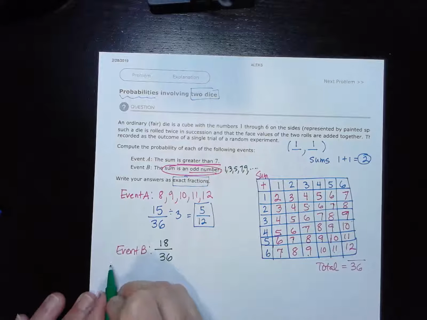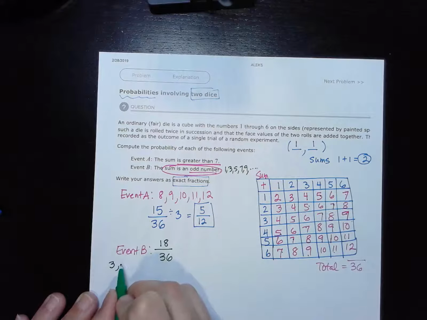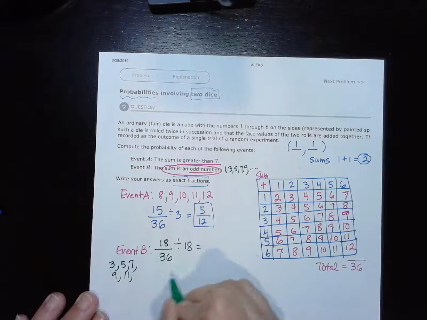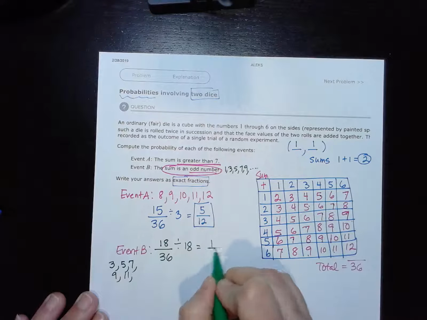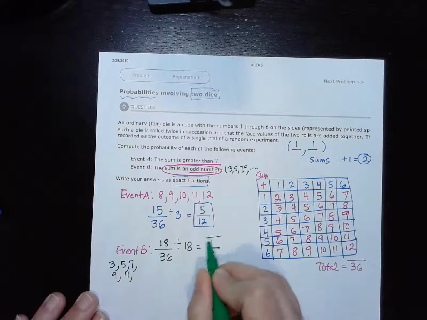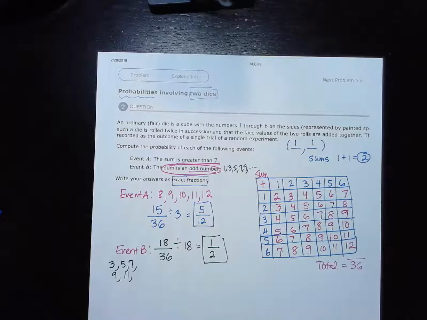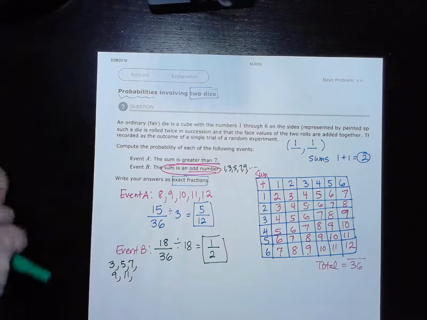And those were the sum of 3, the sum of 5, the sum of 7, the sum of 9, the sum of 11. Okay, so I just added those up and I got 18. So now I'm going to simplify. I'll divide by 18. 18 divided by 18 is 1, and 36 divided by 18 is 2. So half of the numbers are odd. So that tells me the other half's even, but half the numbers are odd. So that is probabilities involving 2 dice.